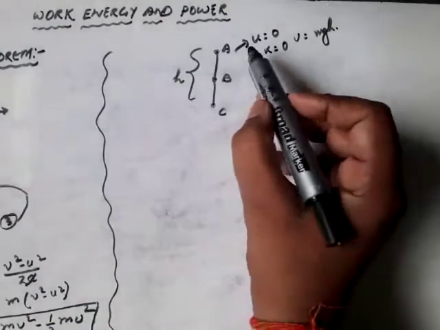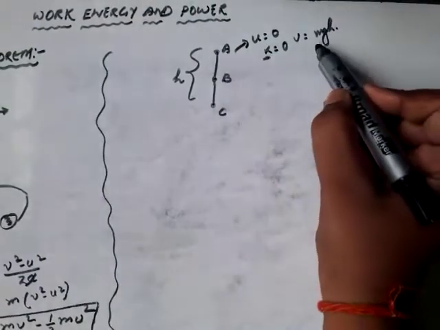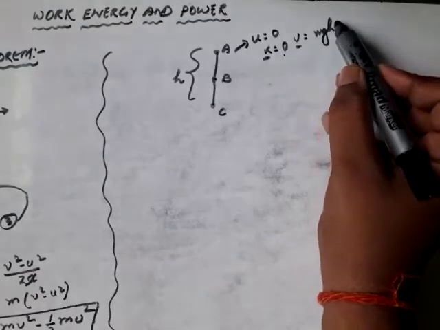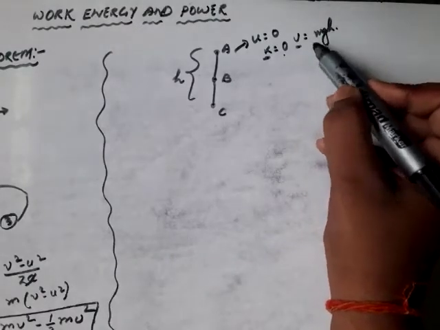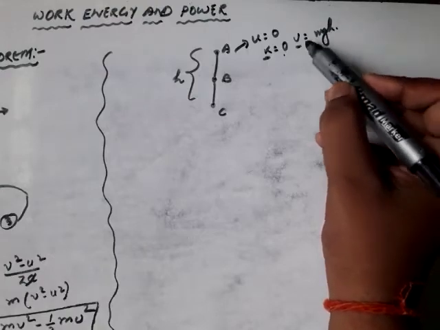So what we are getting here, at the highest point, the sum of kinetic energy and potential energy is 0 plus mgh, which equals mgh. So here we are getting mgh.